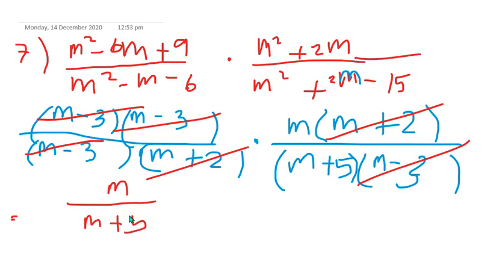So, do not cancel m and m because it has here a plus sign, or an operation, between m and 5. We can only cancel when there is no operation between 5 and m. If the operation is only multiplication, then we can use cancellation.